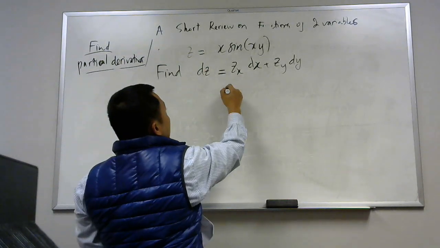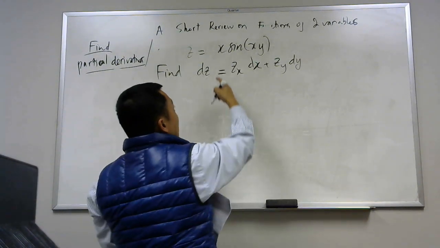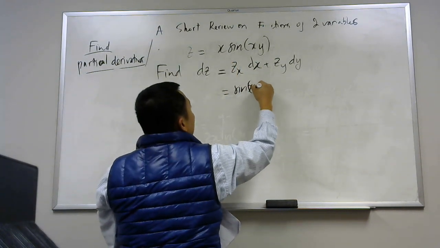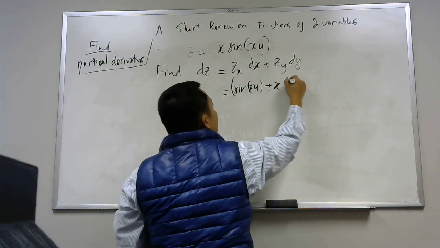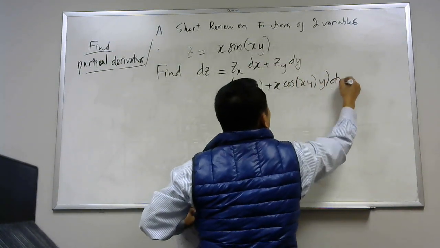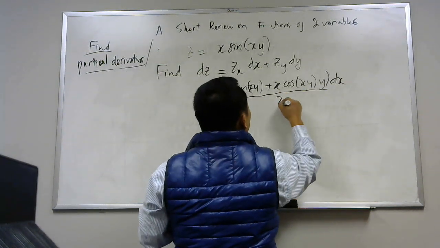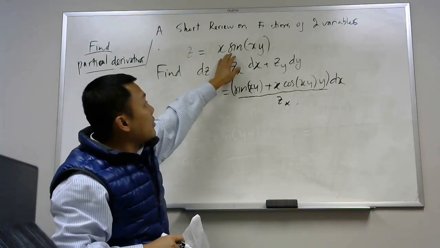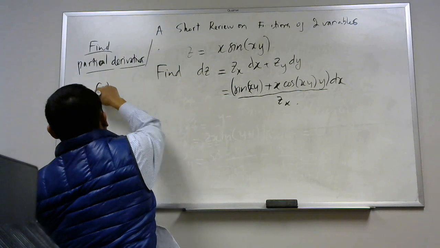So what is zx in this case? You have x times sine xy, right? You need to use the product rule. So I take the derivative of x, I get sine of xy, and then plus x times the derivative of sine, which is cosine xy, and then the derivative of the inside is y. You see, this is zx. You see, this is a function with respect to x, so you need to use the product rule.